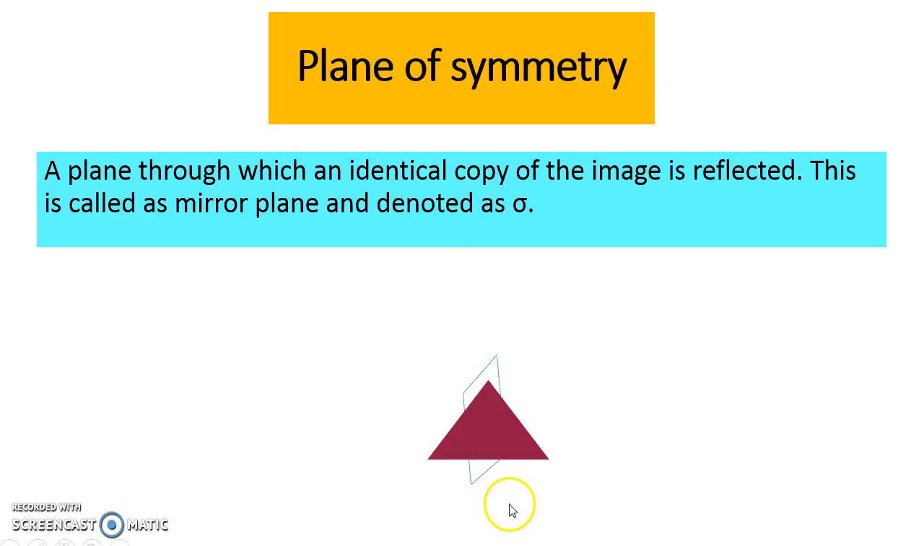Plane of symmetry can be defined as a plane through which an identical copy of the image gets reflected. This is also called as mirror plane and it is denoted as sigma. If the mirror plane happens to be a vertical plane, as has been shown here, it is designated as sigma v. If it is a plane which in some cases of molecules happens to be a horizontal plane perpendicular to the axis of rotation, then it is designated as sigma h.